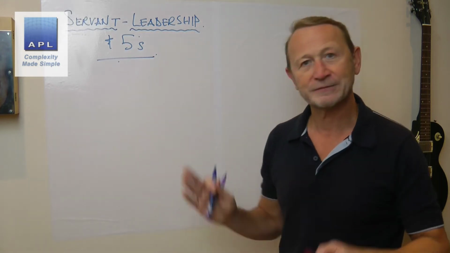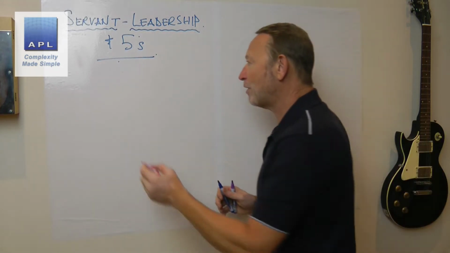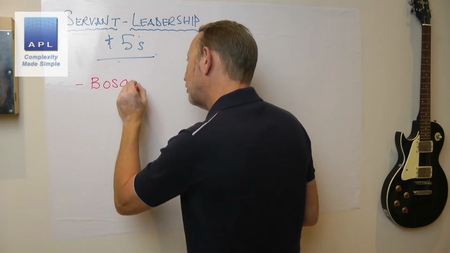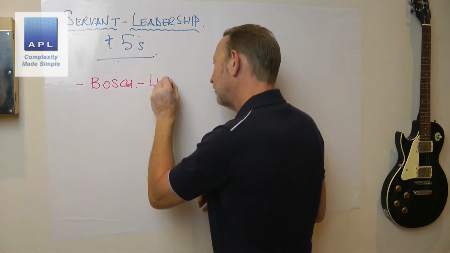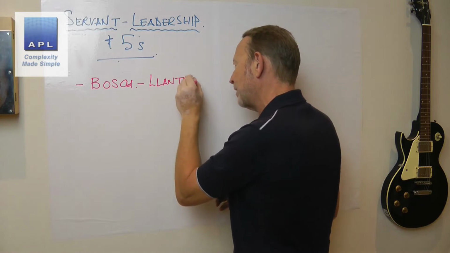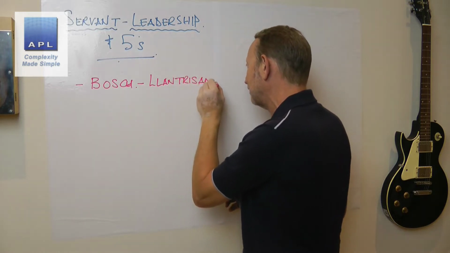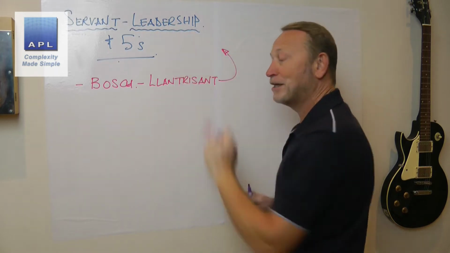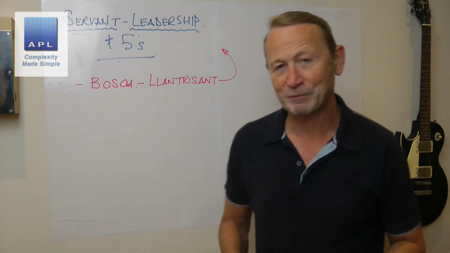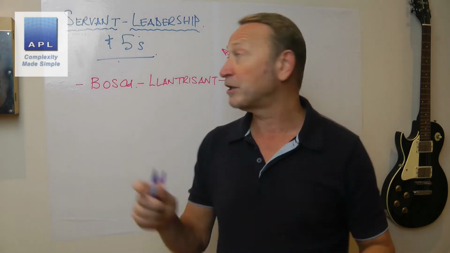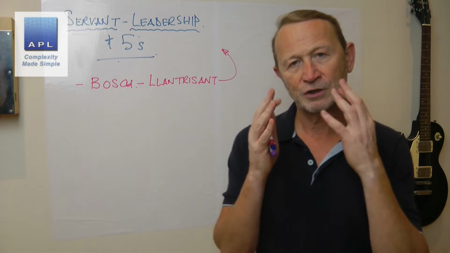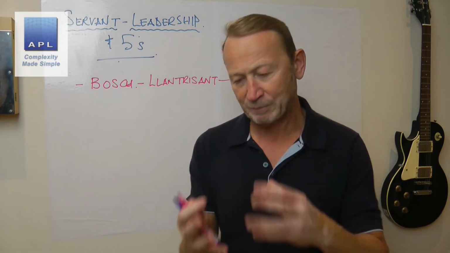But anyway, the example I'm going to give you is from the Bosch factory that used to be in Llantrisant. It's one of the best sites I've ever been in. And one of the reasons is because you've got brilliant servant leadership. And the example I'm going to give you is linked to their 5S activity. So the system that they had set up was this.